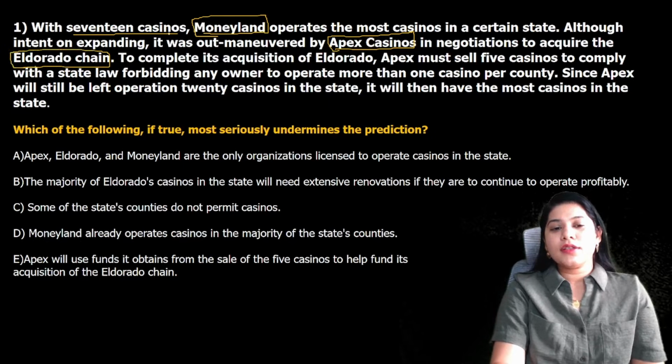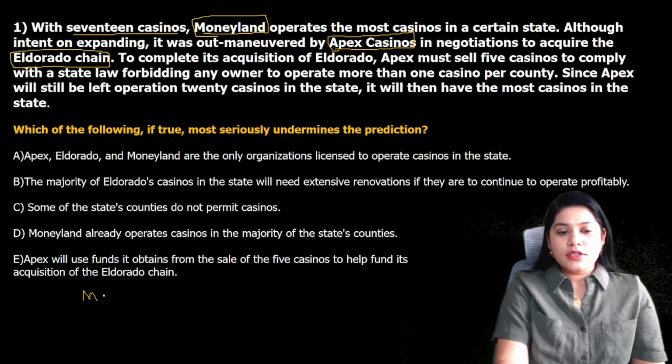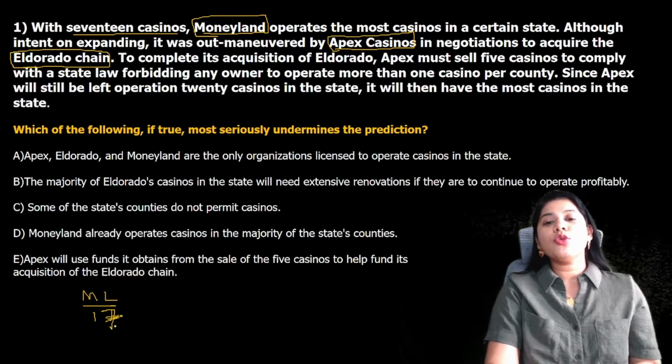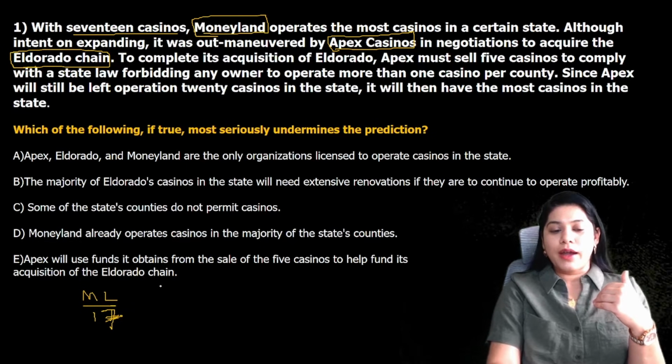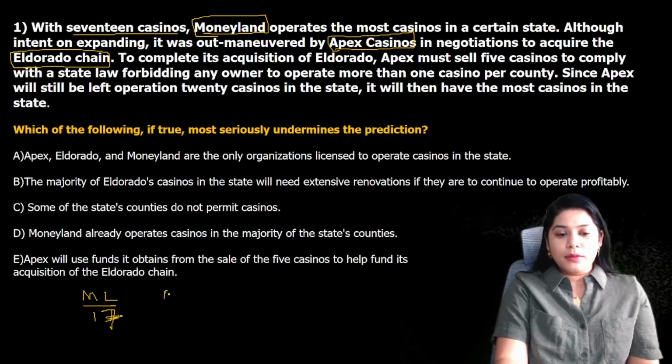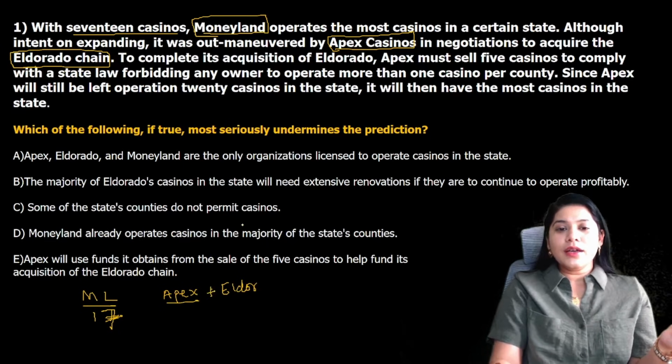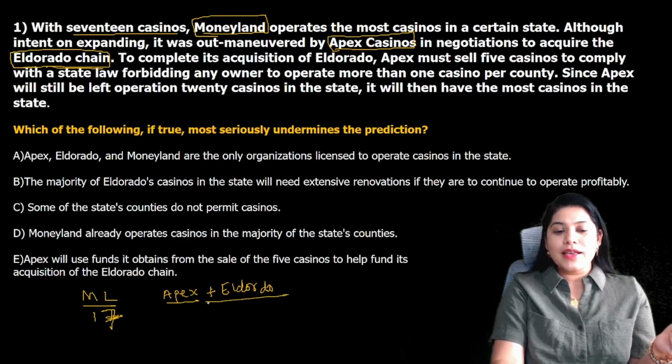See, there are three players in the market right now. First is Moneyland, which has 17 casinos, the maximum number of casinos so far. But it wanted to buy more casinos. It wanted to expand. But what happened? The second player is Apex Casino, and third is El Dorado. So Apex Casino might have fewer, let's say 16. But then Apex has acquired the El Dorado chain. So now, after acquiring, Apex has more casinos than Moneyland.